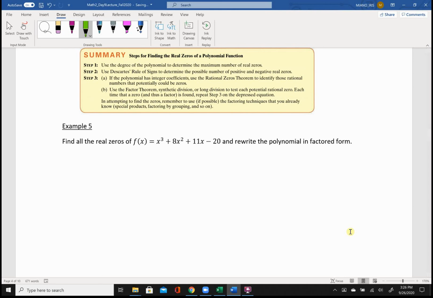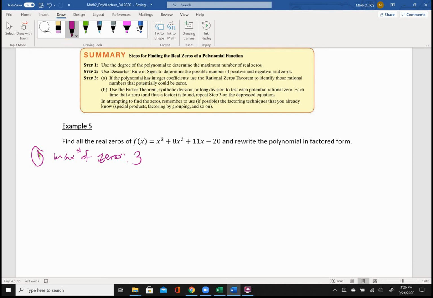So here we go. Our function is as follows. We're going to use the degree of the polynomial to determine the maximum number of zeros. That's step one. So step one, let's actually go back to this magenta color. The max number of real zeros is the degree. What's the degree? It's 3, okay? So check that off your list.